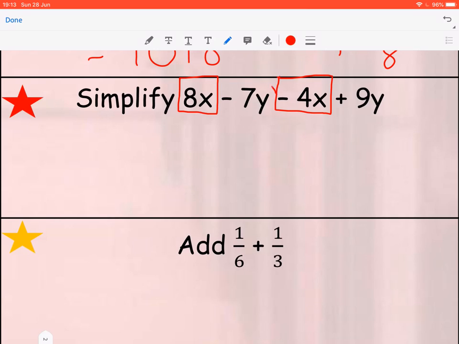And I've got my y's. So I've got a minus 7y and I've got a positive 9y. Okay, 8x take away 4x is just 4x. 8 take away 4 is 4. And then minus 7y plus 9y is positive 2y.